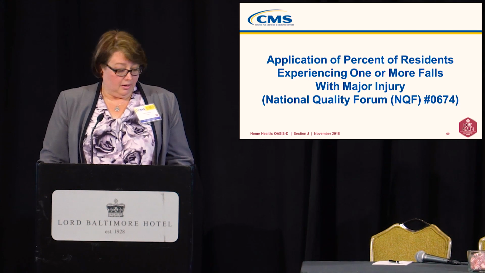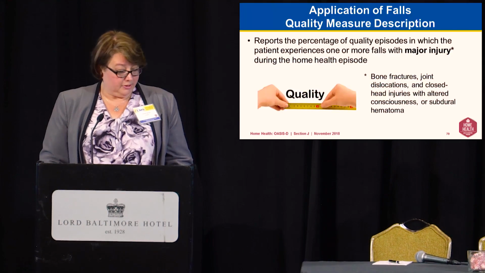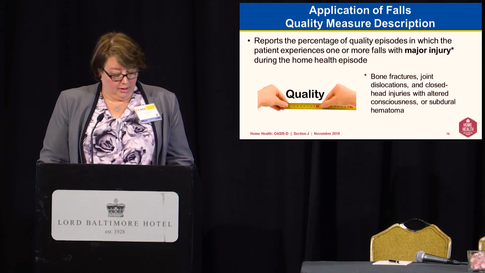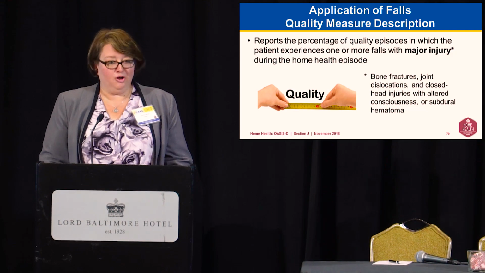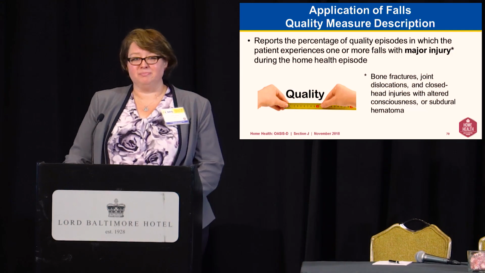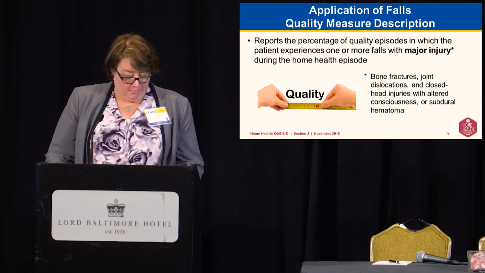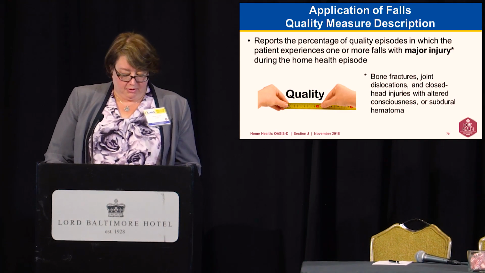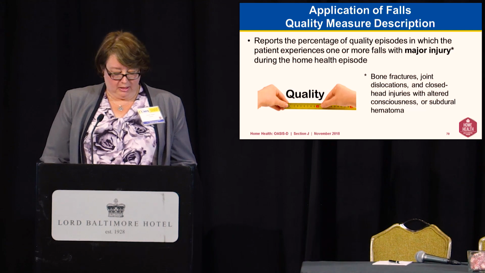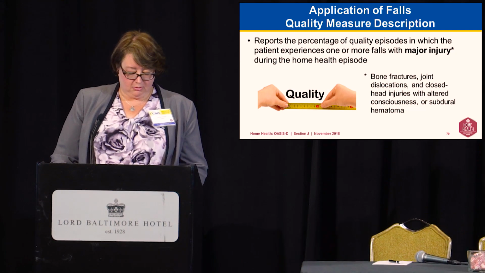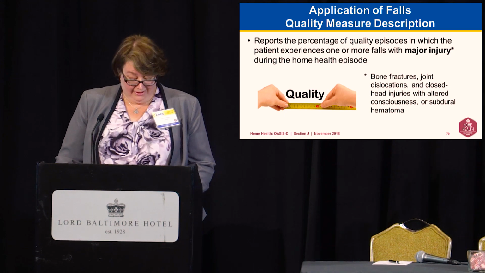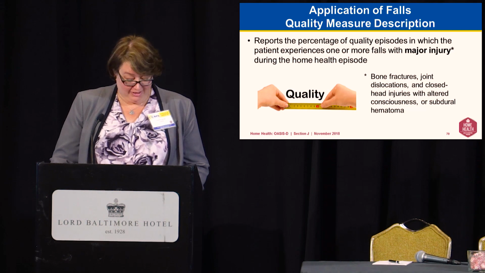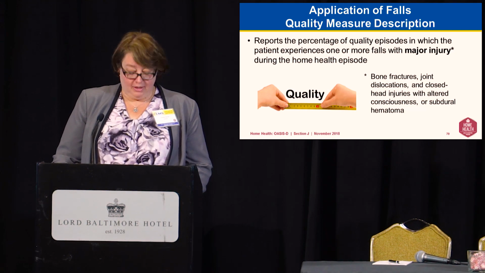Okay. So this measure reports the percentage of quality episodes in which the patient experiences one or more falls with major injury during the home health episode. Okay, so that's pretty telling, right? Remember, major injury examples include bone fractures, joint dislocations, and closed head injuries with altered consciousness or subdural hematomas. We can all understand why this one, of all the stuff we talked about today, is the one that's going to define the quality measure.